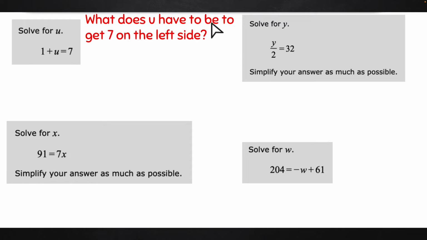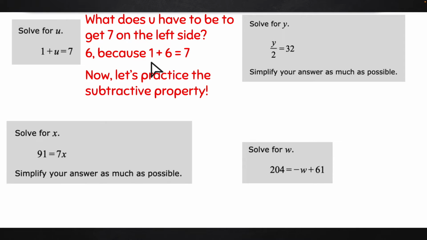to get 7. So that was the question I asked, right? I just forgot that I had filled it in there. So now let's practice the subtractive property. So we're going to subtract 1 from both sides because 1 minus 1 is 0, and that means that u is all by itself. So u drops down here, and I have 6. 7 minus 1 is 6.